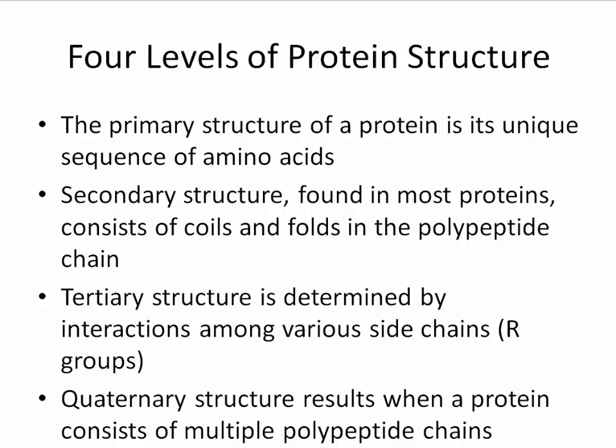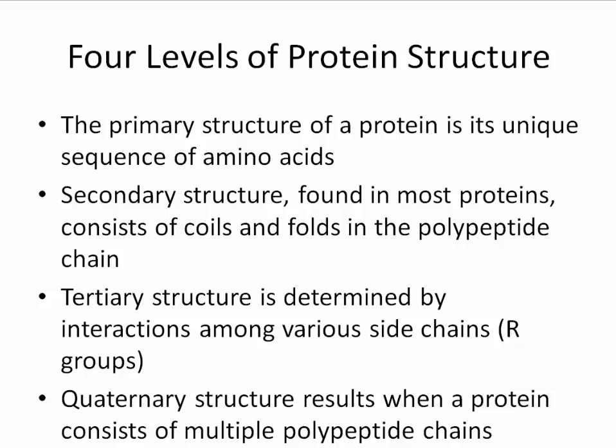There are four levels of protein structure. The primary structure of a protein is its unique sequence of amino acids. So it could be proline, proline, cysteine, histidine, and that would be its unique sequence. And then the next protein could be completely different, like glycine, leucine, and proline. So that would be a completely different protein. It will do different things. So that's the primary structure of a protein.